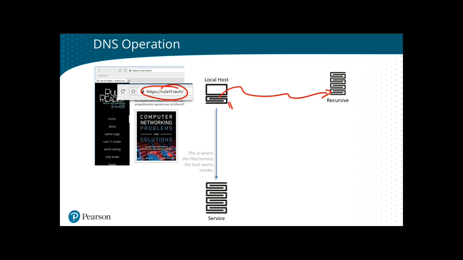Now, the local host is configured with a recursive server address to use. That is part of its configuration. Usually you would get this from your service provider, from DHCP, or some other way, manual configuration on the host itself, to know what recursive server to go to.